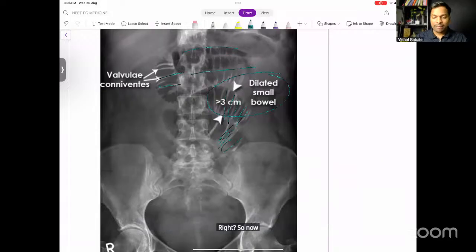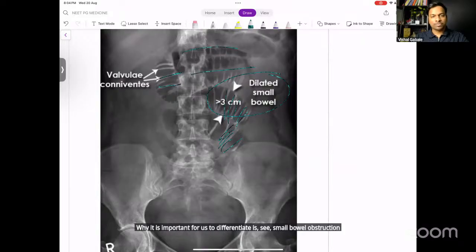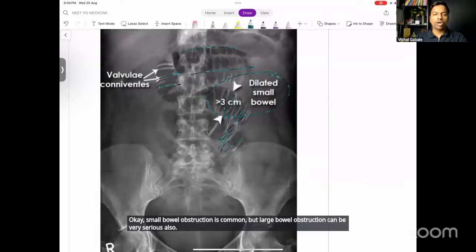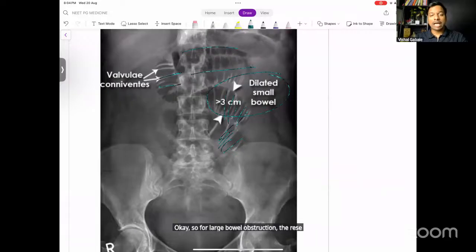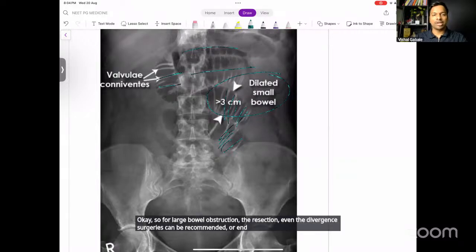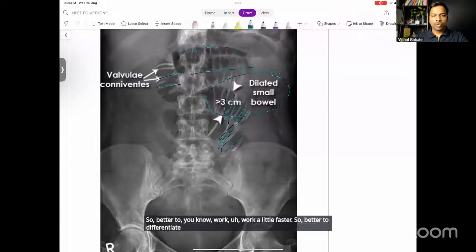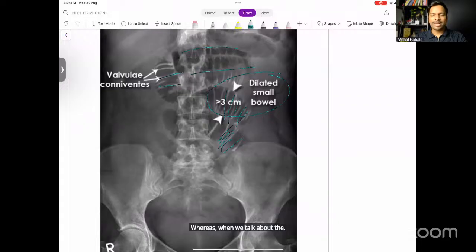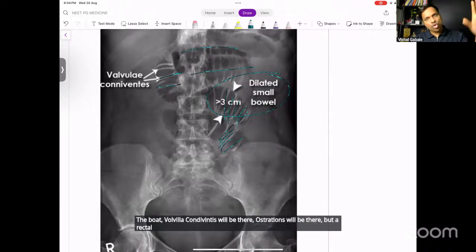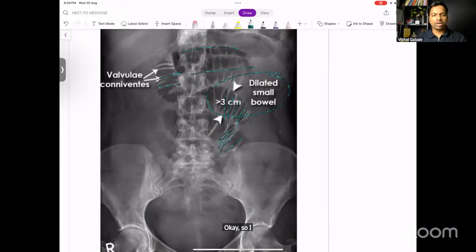So now you will never have a doubt about small bowel obstruction versus large bowel obstruction. Why it is important for us to differentiate is, small bowel obstruction is common, but large bowel obstruction can be very serious also. For large bowel obstruction, resection, even diverting surgeries can be recommended, or endoscopy might be needed. So better to work a little faster and differentiate between the two. Whereas in paralytic ileus, as I mentioned, both valvulae conniventes and haustrations will be there, and a rectal shadow will be there because the whole bowel is affected. I hope I'm able to help you differentiate.